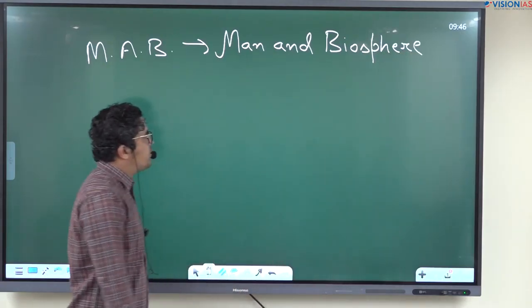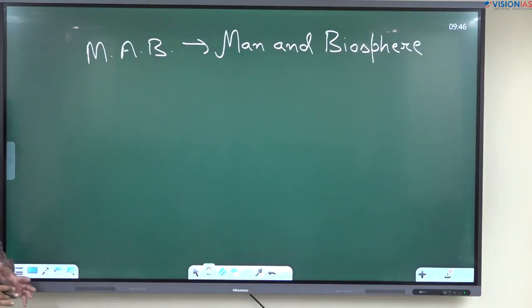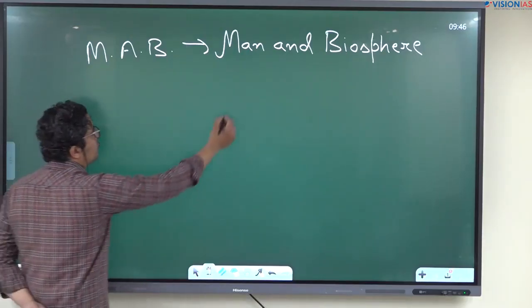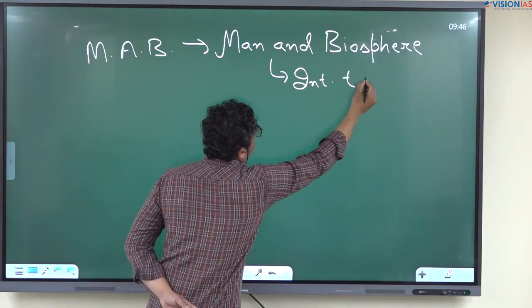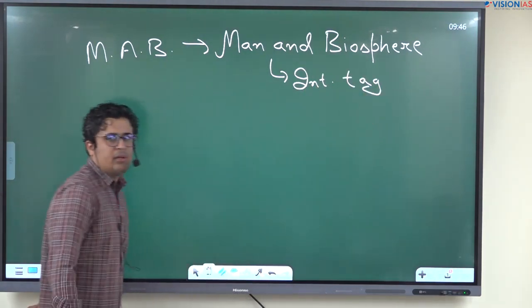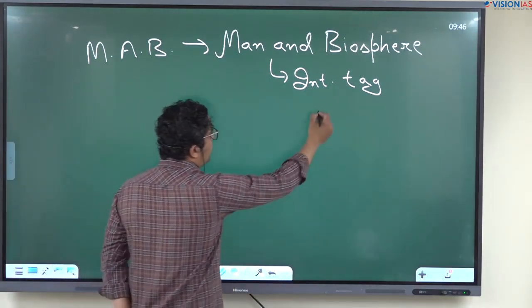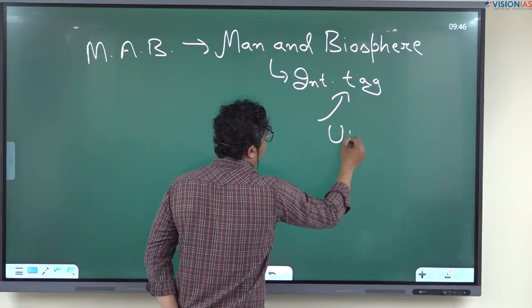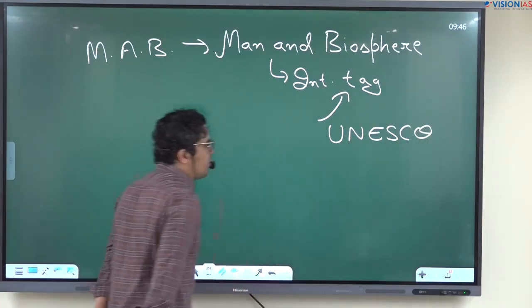MAB's full form is Man and Biosphere. This is what we will discuss. Man and Biosphere is an international tag. Who gives this international tag? UNESCO gives this international tag.